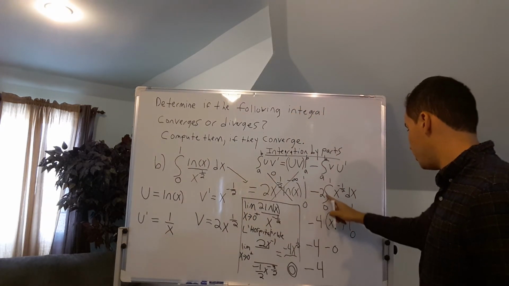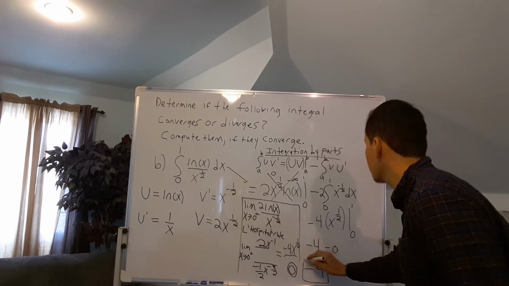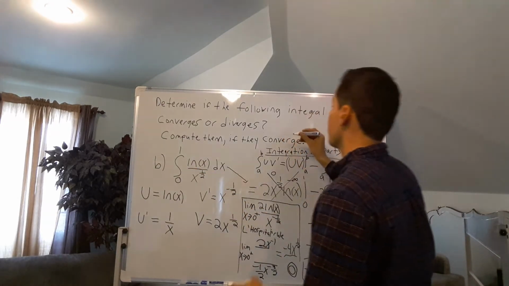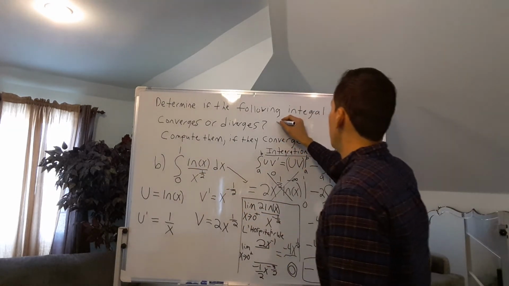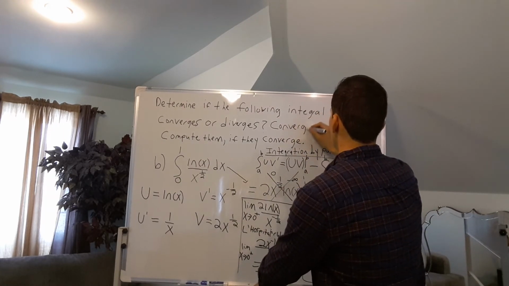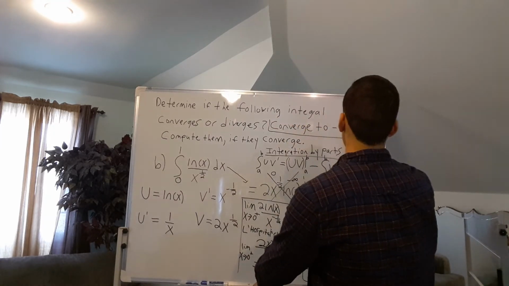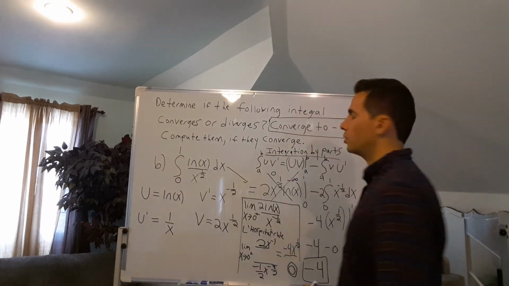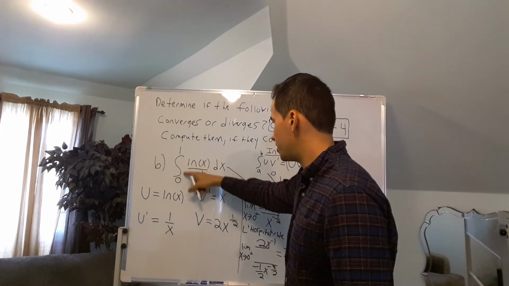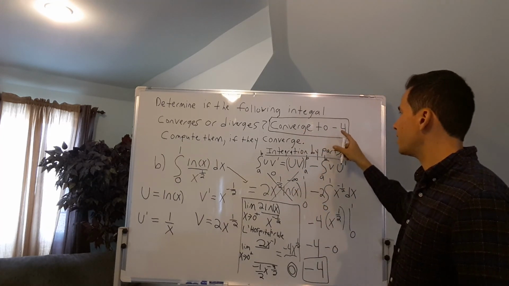This whole part we computed is going to become negative 4. So the total answer is going to be negative 4 is what this integral will be. So therefore, it's going to converge to negative 4. Okay, so we showed using the integral test that this function between 0 and 1, the area under that curve actually will come to be negative 4 and converge.